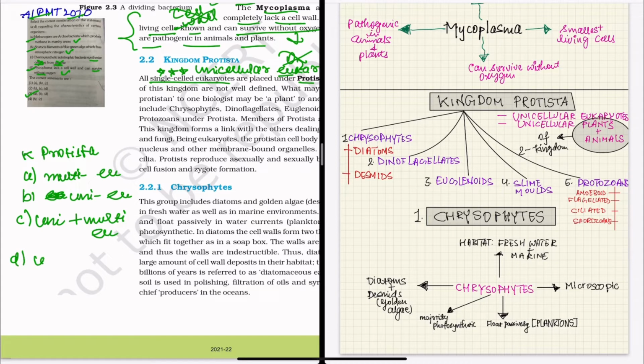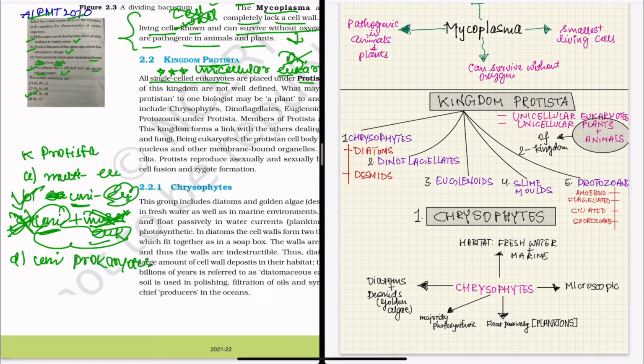Now our smartness will tempt us to tick the option: why not include everything, unicellular as well as multicellular eukaryotes? We are all inclusive people. We try to put everything together under one roof. So this is not the right answer. Unicellular eukaryote is true, but not multicellular. Multicellular is absolutely not under kingdom Protista. Kingdom Protista only contains unicellular, and that too eukaryotic organisms, not prokaryotes.